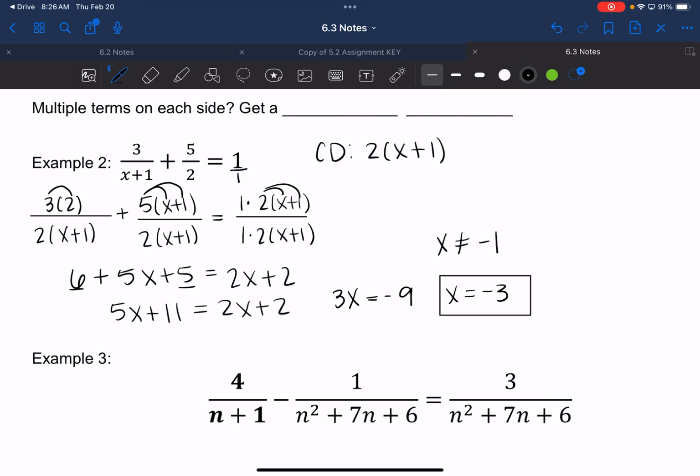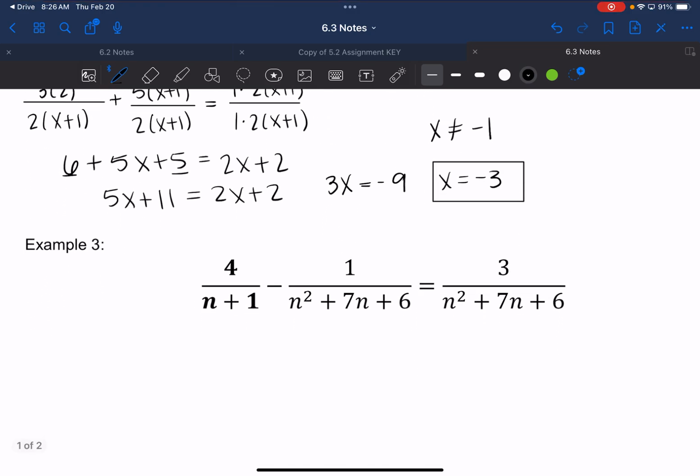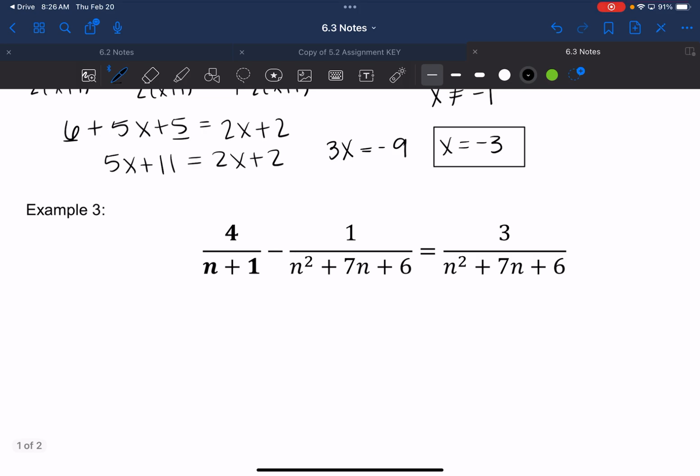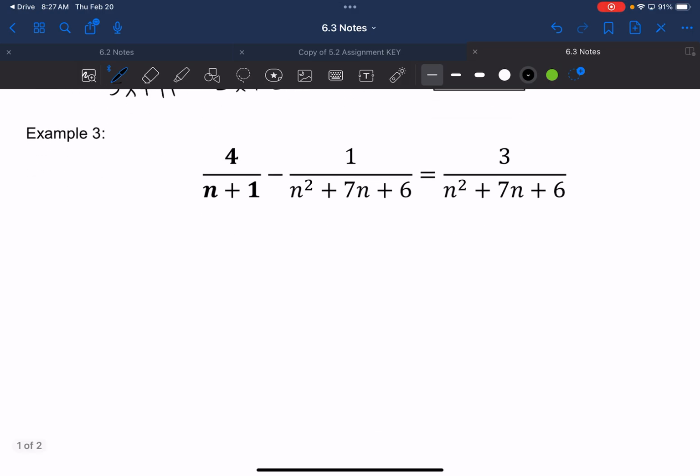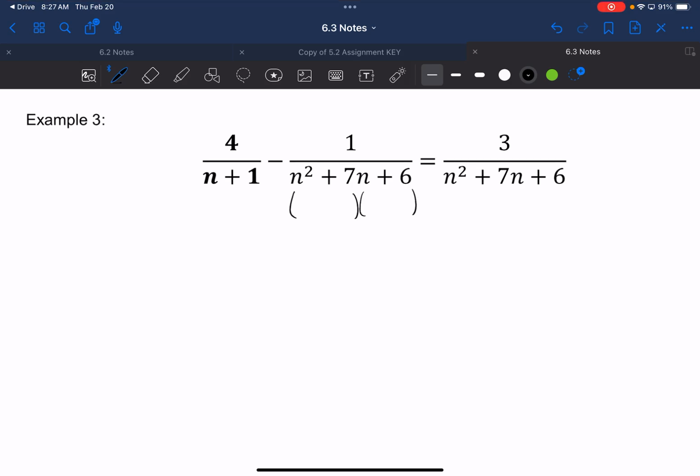Okay, let's look at example number 3. For example number 3, again, we've got several terms, so we need a common denominator, right? In order to determine what that common denominator should be, we should probably factor these denominators to see what they are. So what would n squared plus 7n plus 6 factor into? Right. So n plus 1 and n plus 6. And luckily, these two are the same in the denominator.